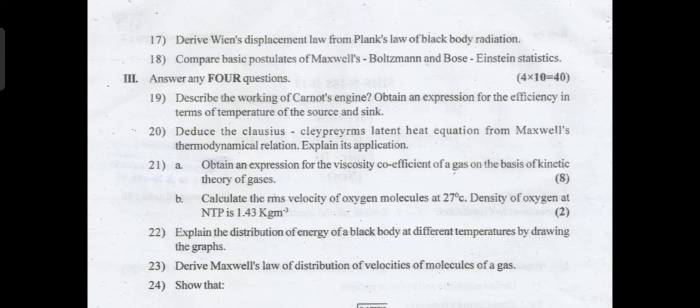Derive Wien's displacement law from Planck's law of black body radiation. In this they might ask Planck's law of radiation, and Rayleigh-Jeans law from Planck's law, or Wien's displacement law from Planck's law. Like this they might ask. Compare basic postulates of Maxwell-Boltzmann and Bose-Einstein statistics. This is very important. They might ask the comparison between Maxwell-Boltzmann and Bose-Einstein statistics, or Maxwell-Boltzmann and Fermi-Dirac statistics.